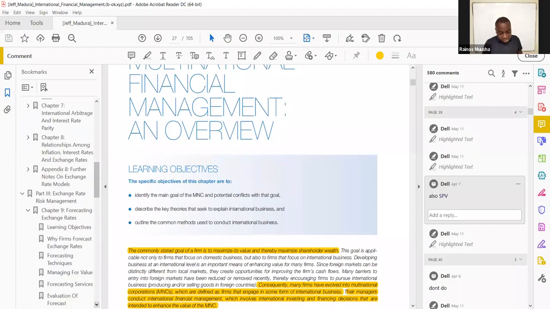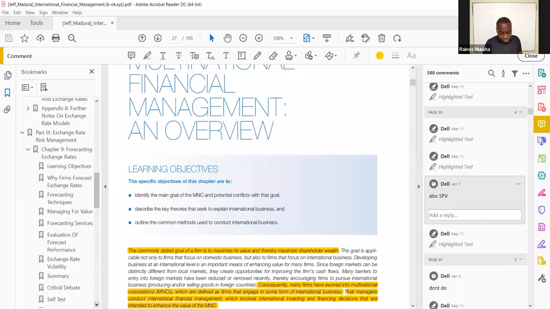Then chapter 8 looks at relationships among inflation, interest rate, and exchange rate. So we need to find out what the relationship among these is, and how these factors contribute towards the whole exchange rate movements as well. Then chapter 9 looks at forecasting exchange rates. Now that you've looked at the relationship among inflation, interest rates, and exchange rates, you need to find out how you are able to forecast the different exchange rates.